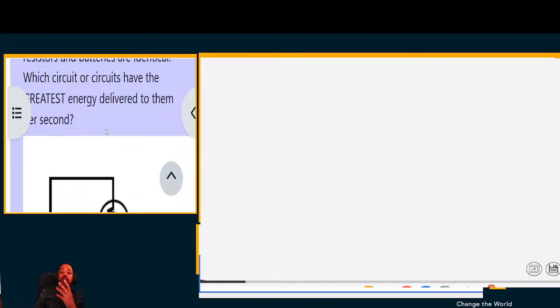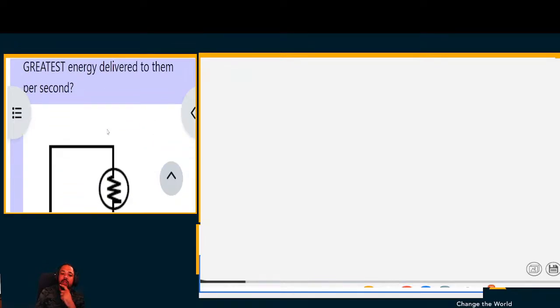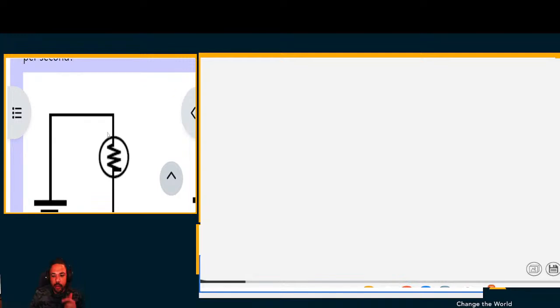Which circuit or circuits have the greatest energy delivered to them per second? Now, what is energy per second? Energy per unit time is power. The amount of energy per unit time is nothing but the power. So that gives us a hint. We have to calculate which one has the greatest power delivered in the circuit.